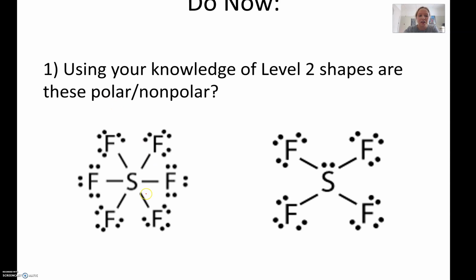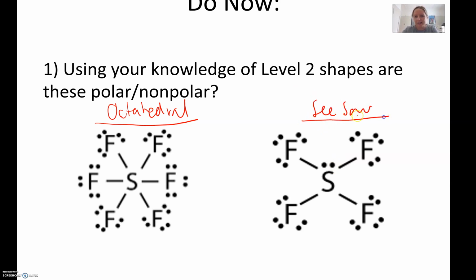Okay, so this shape here has 6 electron density regions and all of them are bonding, which means it takes on the shape of octahedral. I'm not going to go through justifying the shape right now. This shape here has got 5 electron density regions, 4 of them are bonding and 1 is non-bonding. So this is a seesaw. What we're going to do is go through whether these are polar or non-polar.